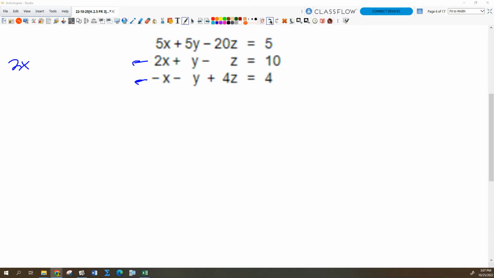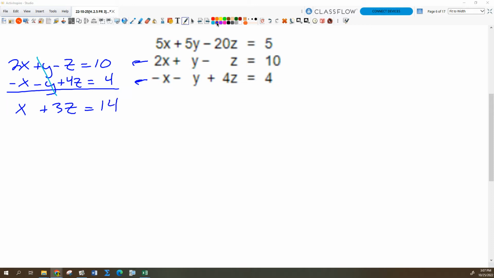So 2x plus y minus z equals 10, negative x minus y plus 4z equals 4. Add those up. The y's cancel, and I get x plus 3z equals 14, right? Okay. And so now what other two should I use if I want to eliminate y?